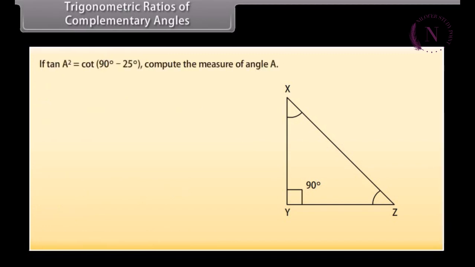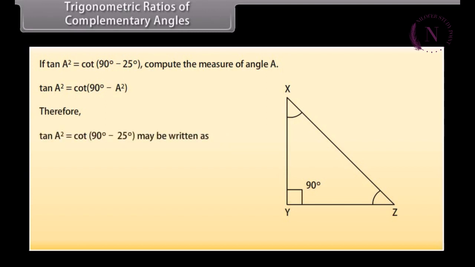If tan A square is equal to cot (90 degree minus 25 degree), compute the measure of angle A. Tan A square is equal to cot (90 degree minus A square). Therefore, tan A square is equal to cot (90 degree minus 25 degree) may be written as cot (90 degree minus A square) equals cot (90 degree minus 25 degree). It implies that 90 degree minus A square is equal to 90 degree minus 25 degree. In other words, A square is equal to 25 degree. A is equal to 5 degree.